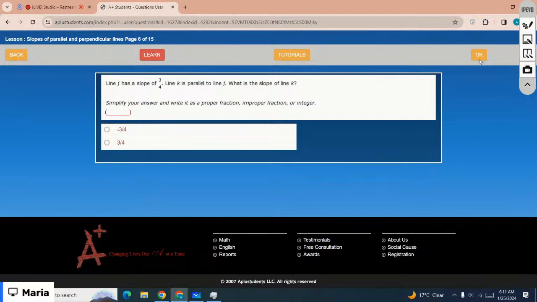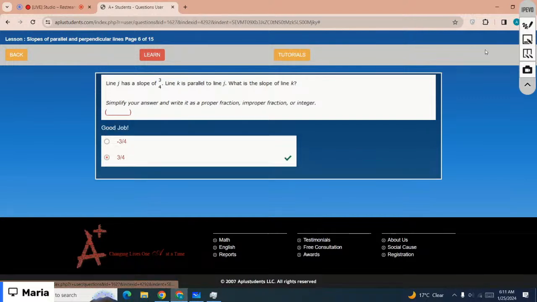The lines are parallel. The parallel lines have the same slope. So the correct option is: line J has a slope that is exactly the same as line K. So that is 3 over 4.